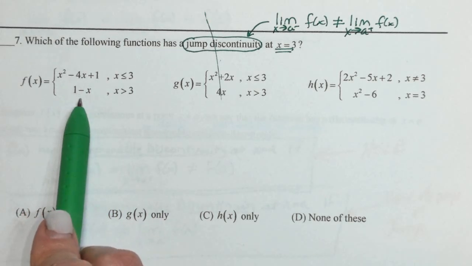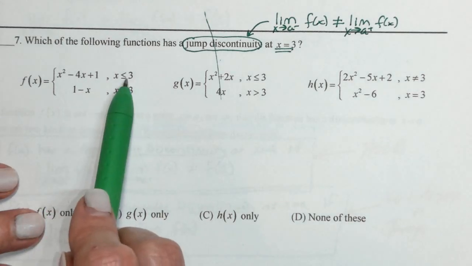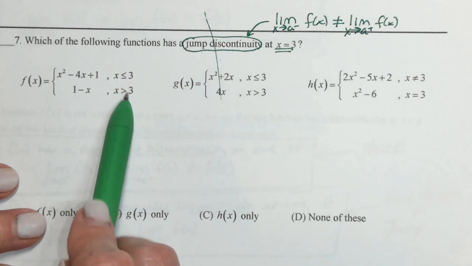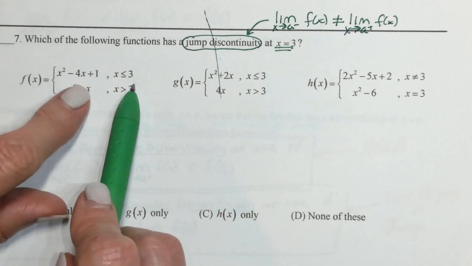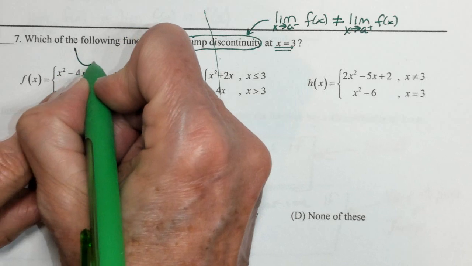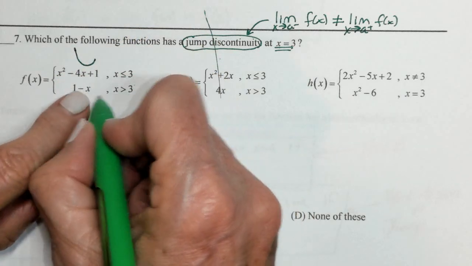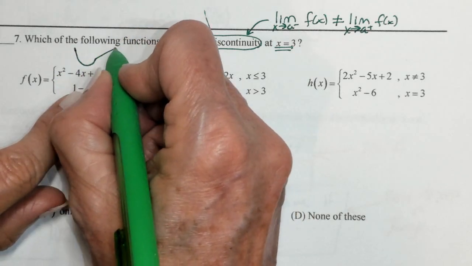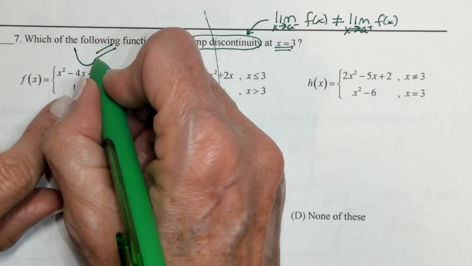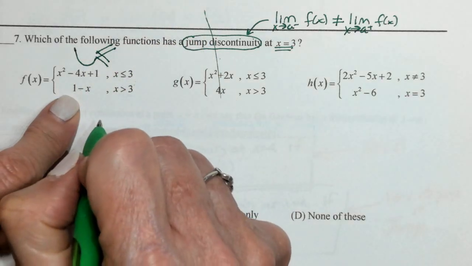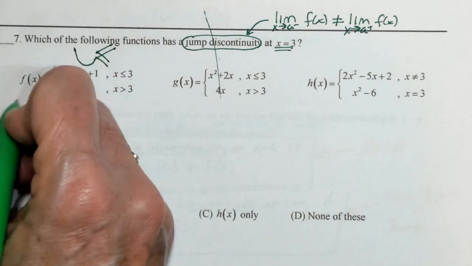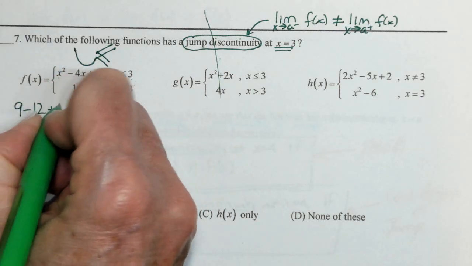Parabola, line, continuous everywhere. The only spot that it might not be continuous is at 3. So think about this. We have a parabola up until 3, and then after 3 we have a line. Do they match up or do they not match up? Actually, this line would be going down, but whatever. Do they match up or do they not match up? All right, let's find out. I'm going to put 3 in for this x. I'll have 9 minus 12 plus 1.